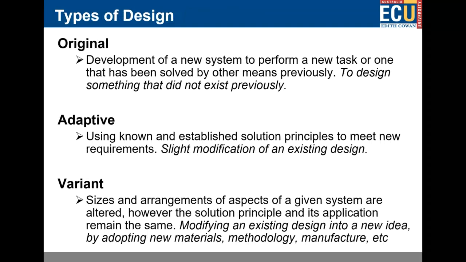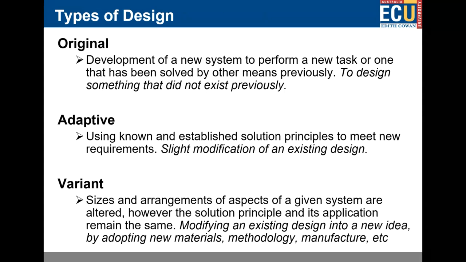So what different types of design are there? Okay, well, there's 3 main types. So there's original design, adaptive design, and variant design. Original design, these are development of a new system to perform a new task or one that hasn't been solved by other means previously. It's essentially designing something from scratch, something that didn't exist previously. Okay, so original designs, these are new designs, very innovative, need lots of research work, knowledge, and creativity. High maths and creativity are essential. Okay, and these are generally called creative designs.